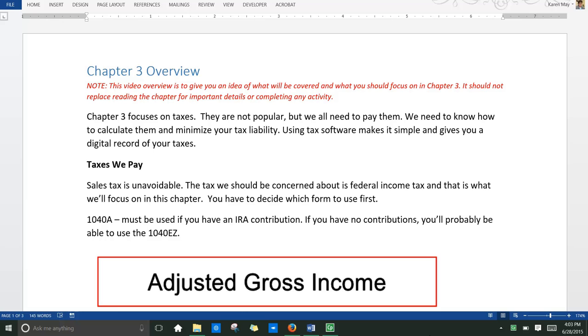You have to decide which form to use first. The 1040-A must be used if you have an IRA contribution. If you have no contributions, you'll probably be able to use the 1040 EZ.